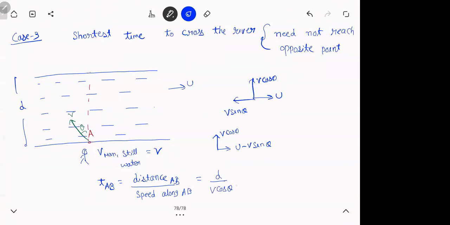Now see, for minimum time, this denominator should be maximum. When the denominator is maximum, time will be minimum. So what is the maximum value of cos? 1. That means theta is 0 degrees. Means the man should simply swim straight.